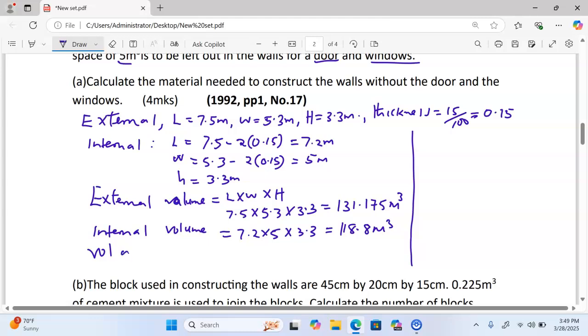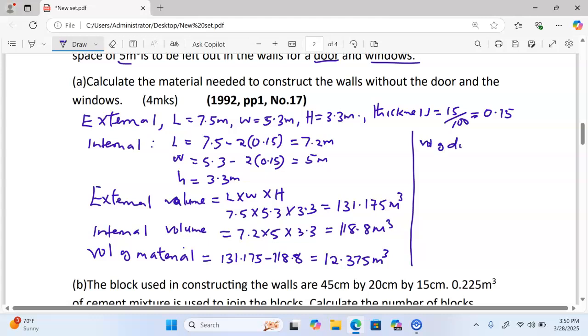So to get volume of material, we are going to take the external volume, which is 131.175, minus the internal volume of 118.8, and this one is going to give us approximately 12.375 meter cubic. Once we have the volume of the material, we can now move on and subtract the volume of the doors and the windows.